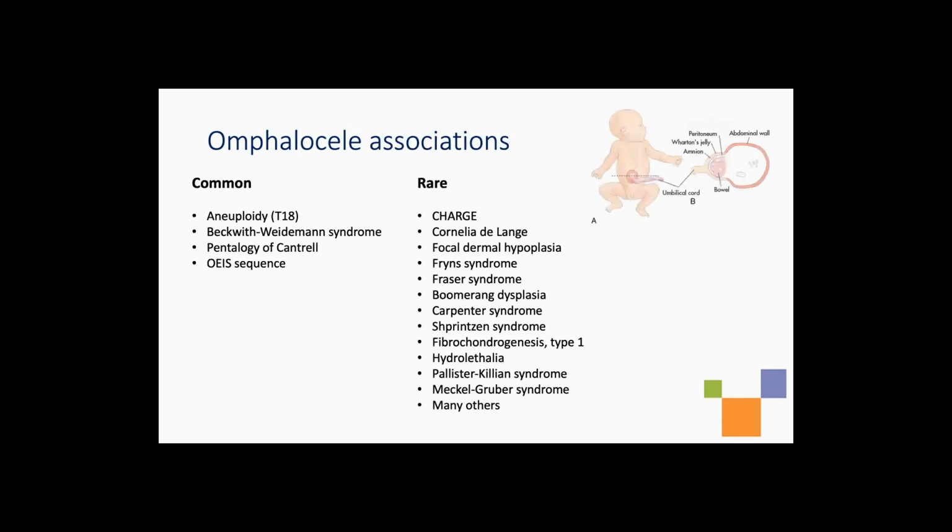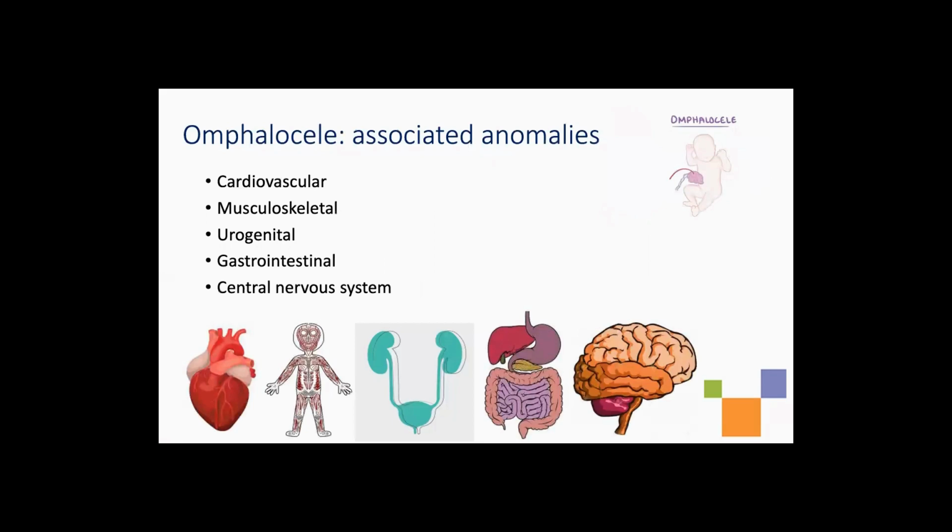Again, the associations most common with omphalocele include aneuploidy, particularly trisomy 18, as well as Beckwith syndrome, which I'll talk about a fair amount, pentalogy of Cantrell, and again, OEIS sequence. There are many, many other syndromes that have also been associated with omphalocele, although these are less common with fewer reported cases. So again, omphalocele is highly associated with other structural anomalies in many organ systems, particularly cardiovascular abnormalities, which are reported in as many as half.